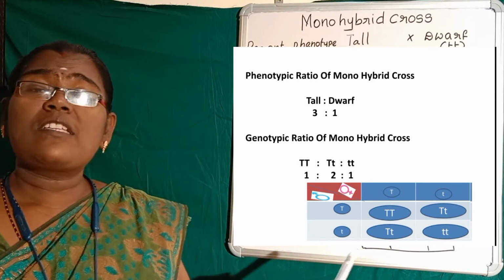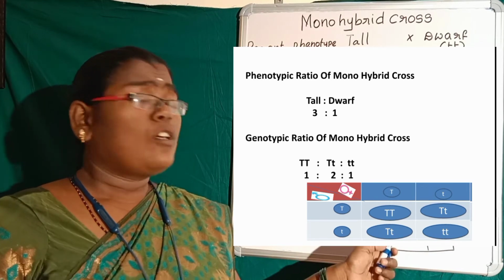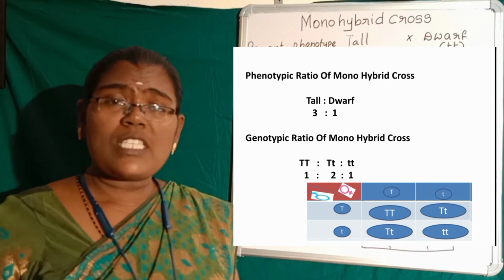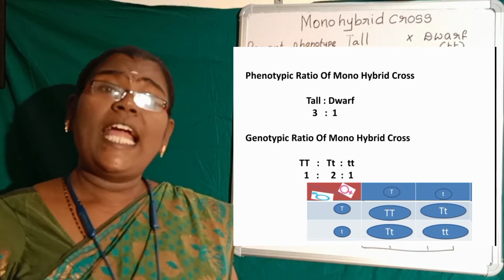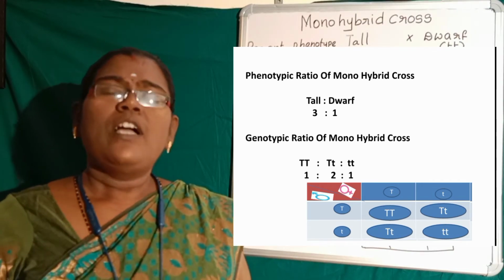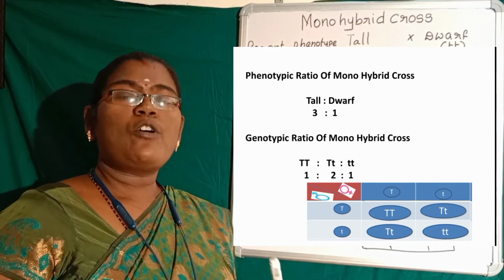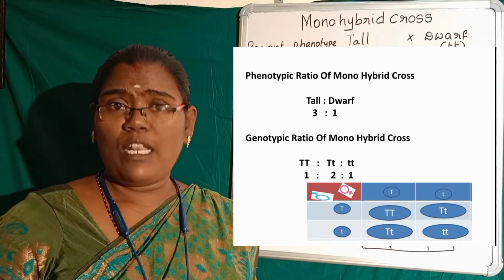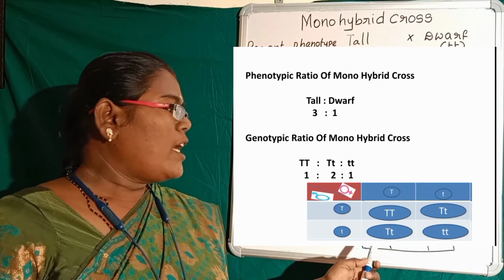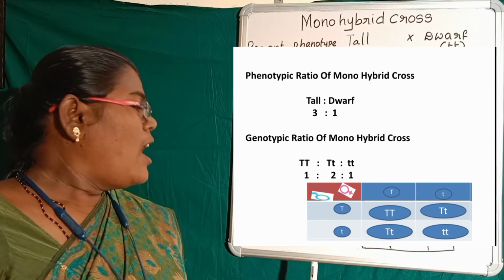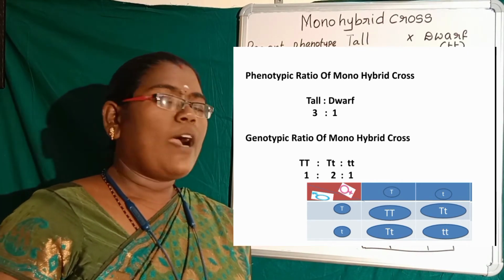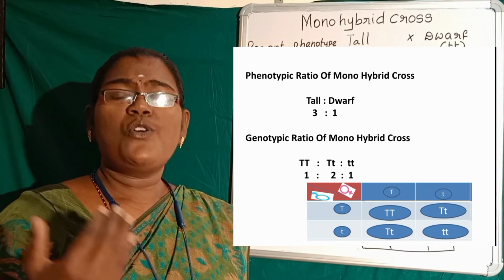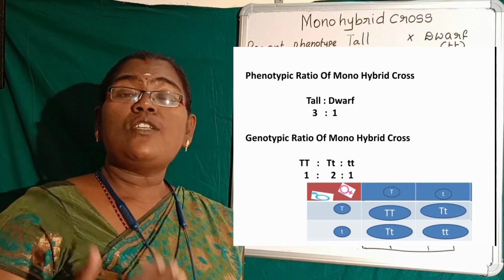Then the monohybrid genotypic ratio. Here, see this, all the tall are not homozygous. 1 tall is homozygous and 2 tall are in the heterozygous condition, and 1 dwarf. Dwarf is always in the homozygous condition. Why? Because a recessive trait can express only when the 2 factors are the same. So here, 1 homozygous tall, 2 heterozygous tall and 1 homozygous dwarf. So the genotypic ratio is 1:2:1.